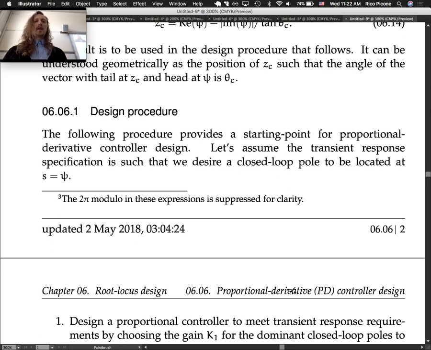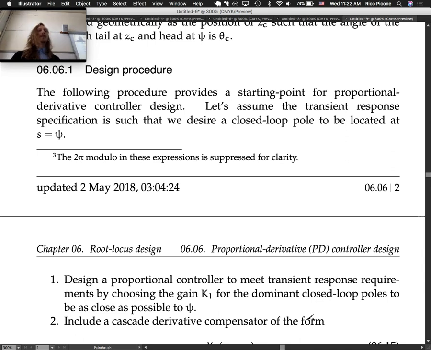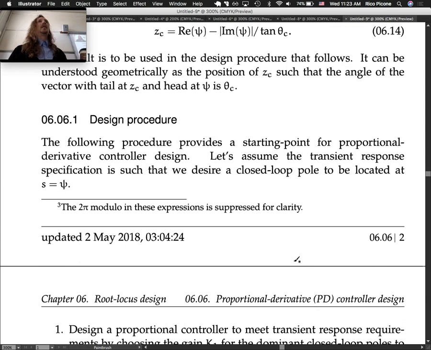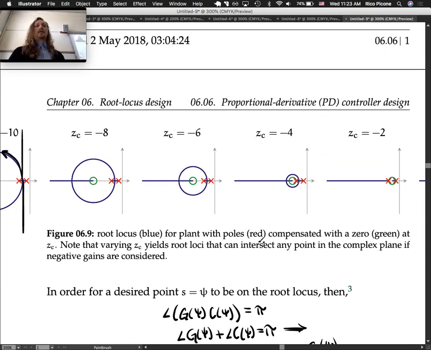Okay, good. The following procedure provides a starting point for proportional derivative controller design. Let's assume the transient response specification is such that we desire a closed loop pole to be at location s equals psi. So actually figuring out where you want your closed loop pole location to be. I mean, you have as many closed loop poles as the order of your system, right? So in the example up here, we have two closed loop poles. You only get to choose where one of them is. The other one is wherever it happens to be.